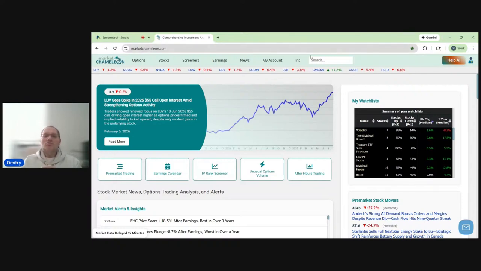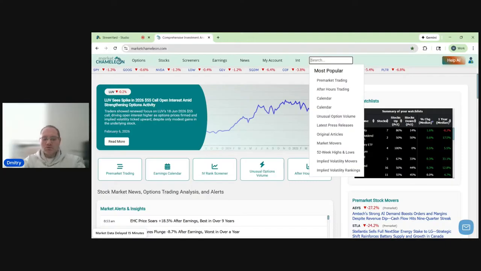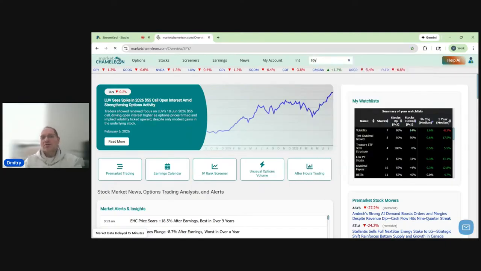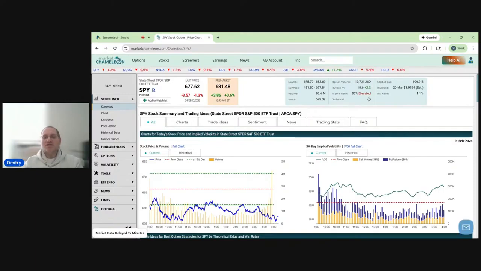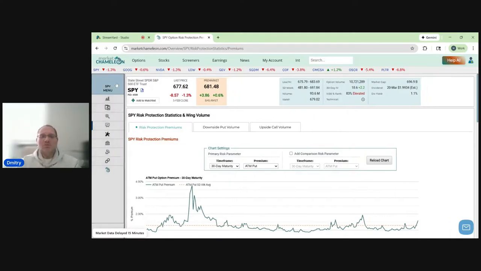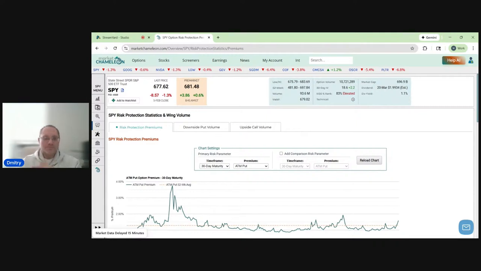I'm going to go to stock symbol. Let's use SPY today, so I'm going to type in SPY. This will take us to SPY's summary page. And on the left-hand side, we're going to go to the menu, click on volatility. We're going to click on risk premium. This will bring us now to a new page. And I'm going to click on this menu to minimize it and expand our screen.